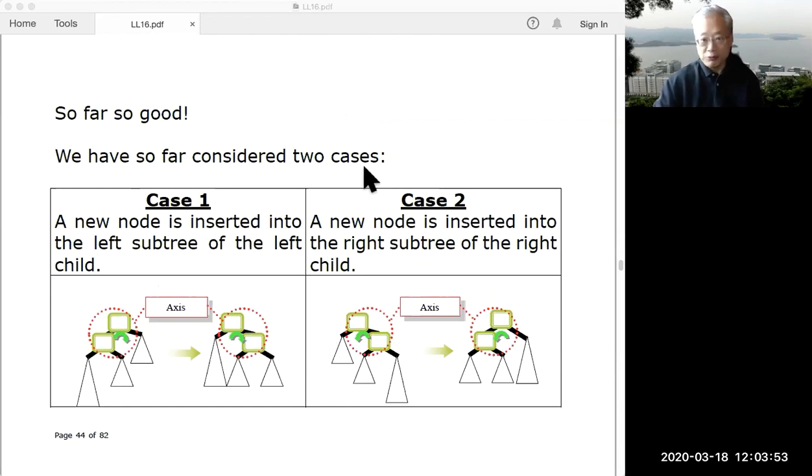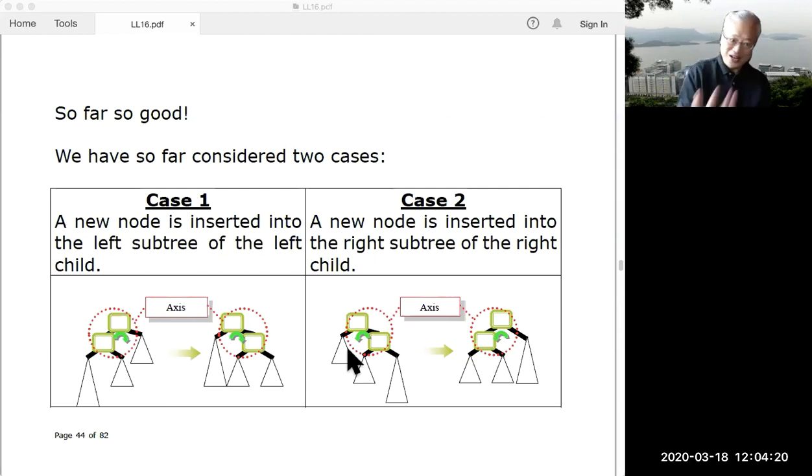Now, I really ask you to memorize these two cases. How to do it? Case one, left, then right rotation. That means if a new node is inserted into the left subtree of the left child, that is left, then right rotation. And case two, the symmetric case, so right, then left rotation. Very easy to memorize, right?